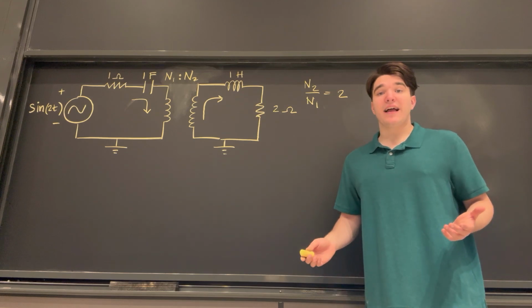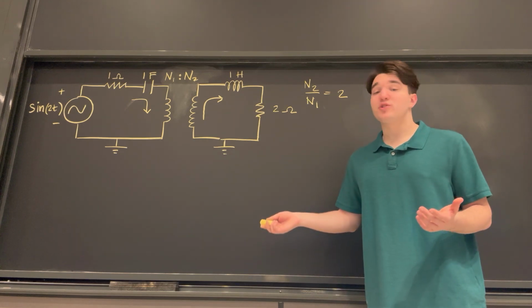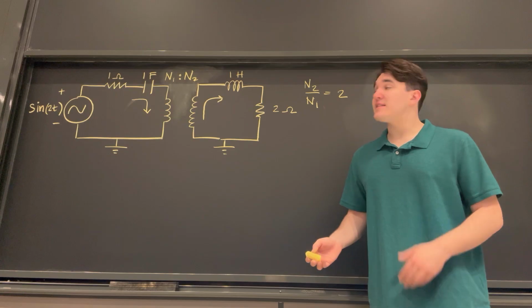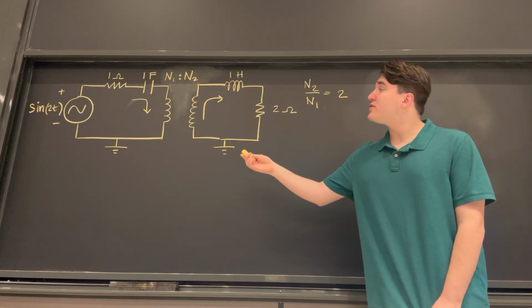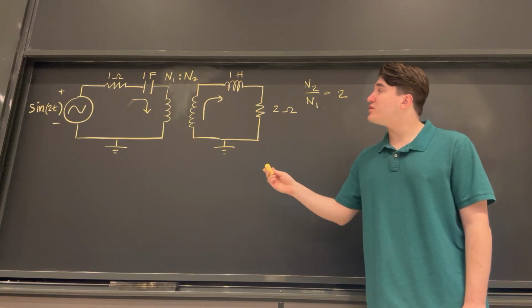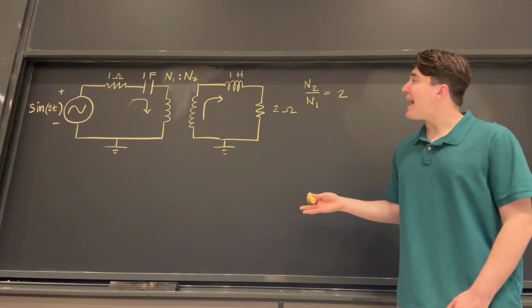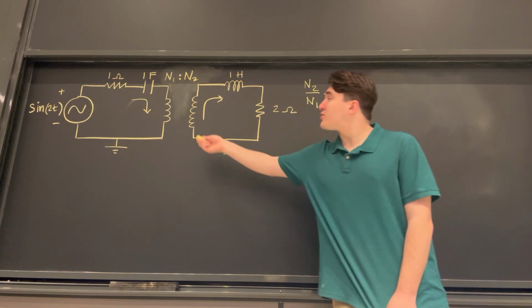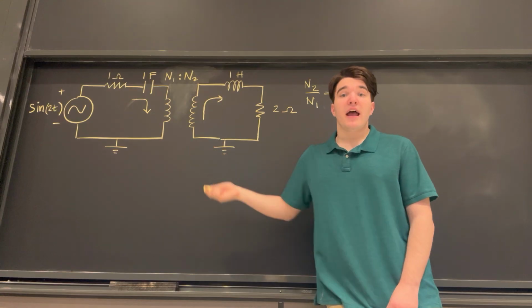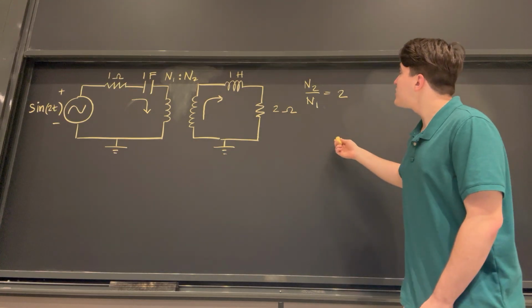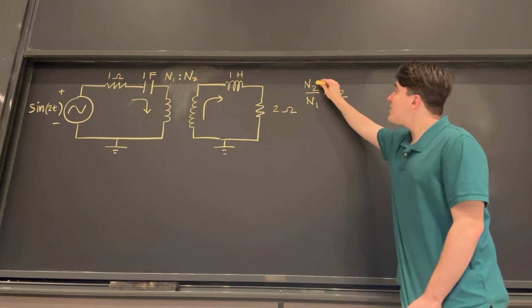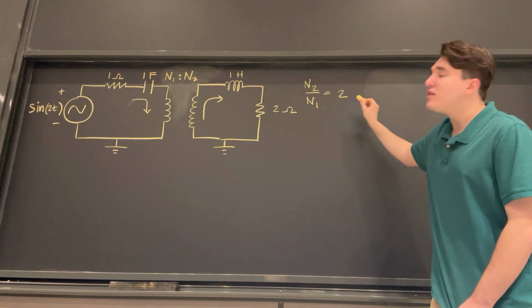Today, we're going to analyze this circuit, which includes a transformer. As you can see, we have that voltage forcing function sine of 2t plugged into this network of resistors, capacitors, inductors, and a transformer right here in the middle. And the transformer has a turn ratio of the secondary turns to the primary turns of 2.